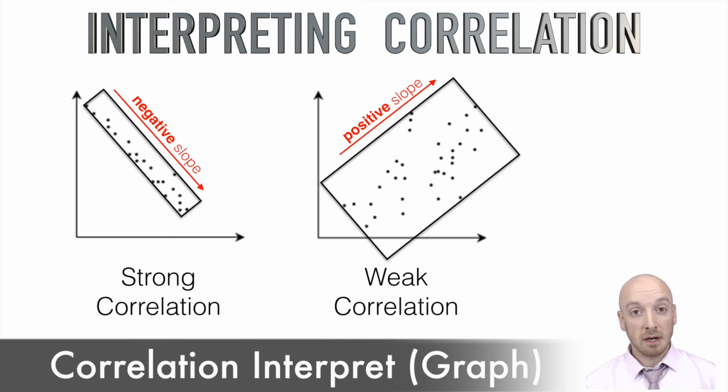Notice in the examples that I just put up, it doesn't matter if the points form a positive sloping trend or a negative sloping trend. I don't care if those points are going up the graph or down the graph. All I care about is how close they are together, regardless of if that's a positive slope or a negative slope. So the closer together, the stronger the correlation. The further apart those dots are, the more spread out they are, the weaker the correlation is.